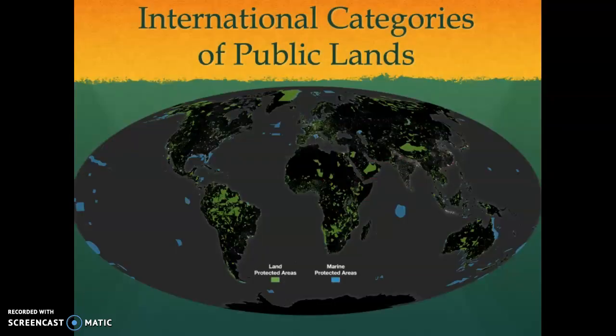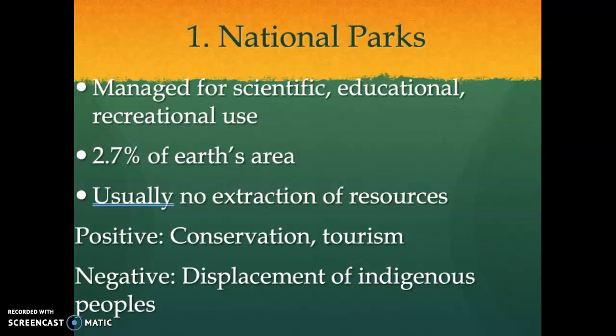So when we talk about public lands, what does it really mean to be a public land? In this map, we can see marine protected areas and land protected areas in the colors blue and green, but they don't all have the same status. So a national park doesn't have any resources that are extracted from it. It can be used for things such as conservation or tourism, but one negative externality of creating these national parks is that a lot of times they're going to displace people that used to live there.